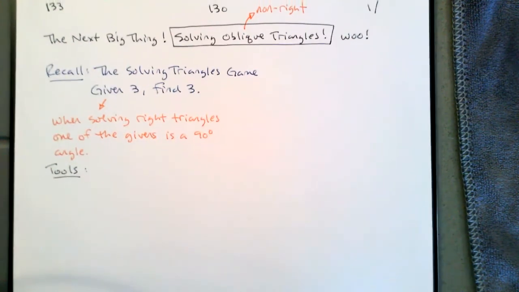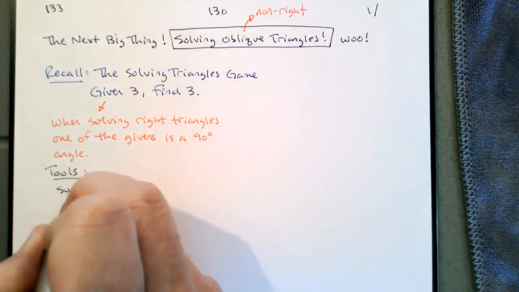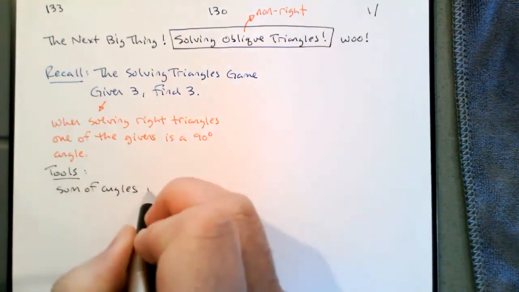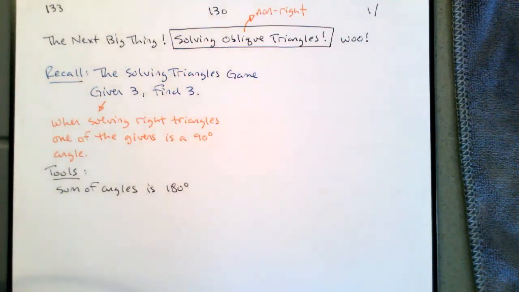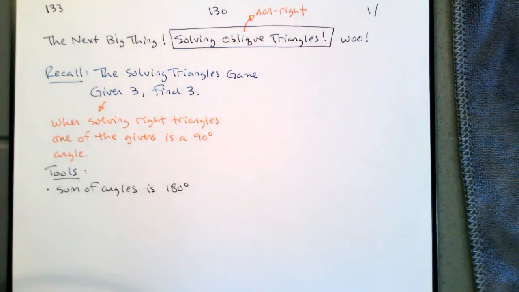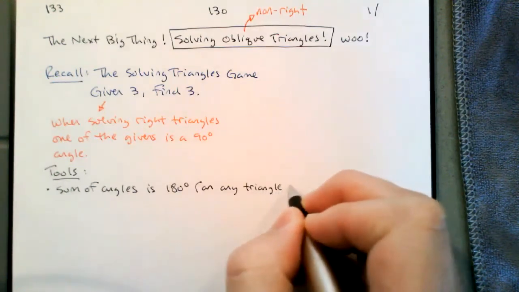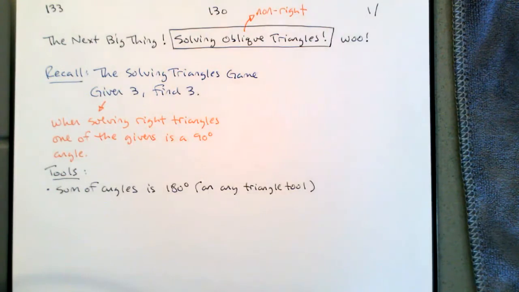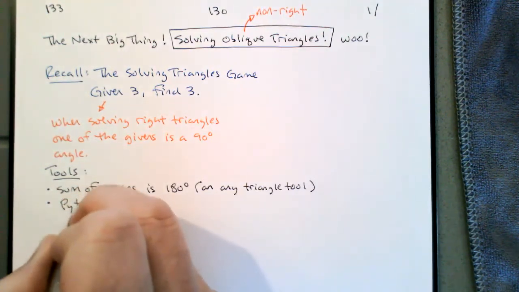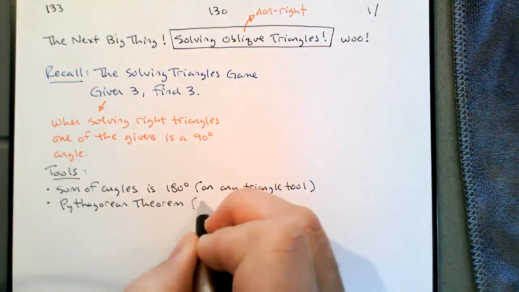If you recall, our tool set for solving right triangles was the sum of the angles is 180 degrees. That's going to apply in oblique triangles as well, because that's just always. So the tools that we had are the sum of the angles is 180 degrees. This is an any triangle tool. One of the specialized tools that we have for right triangles is the Pythagorean Theorem. This is a right triangle tool.